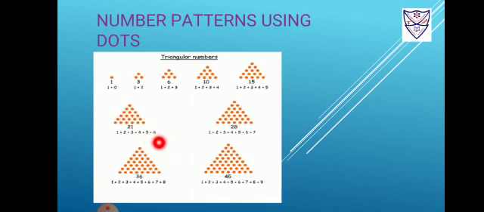6 dots, because the last one is what? 6. So 6 dots are added. Similarly for 28, here 1 plus 2 plus 3 plus 4 plus 5 plus 6 plus 7. So the total is 28 dots, but how is the design formed?